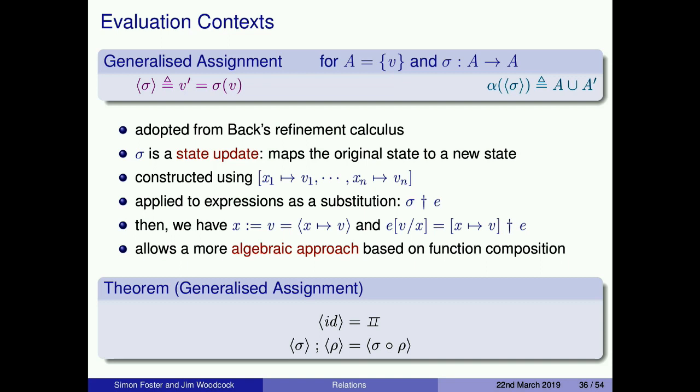By the way, a nice thing about this generalized assignment operator is it follows some nice homomorphic laws. So if I have the identity function inside, then this is just my skip function, so all variables remain the same. And if I have sequential composition of two assignments, I've made a mistake here. So this is function composition, so this is the other way around. So this should actually be rho after sigma. So that's actually the wrong way around. But hopefully you can see the idea that we can now use function composition to connect together state updates.